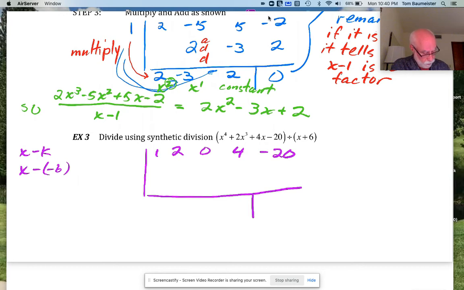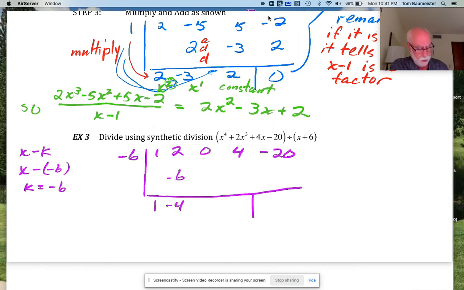So that tells us k is equal to negative 6. So I'm going to put negative 6 here. And again, I'm going to bring the first number down, and then I'm going to multiply. Negative 6 times 1 is negative 6. I'm going to add those. So 2 plus negative 6 is negative 4.